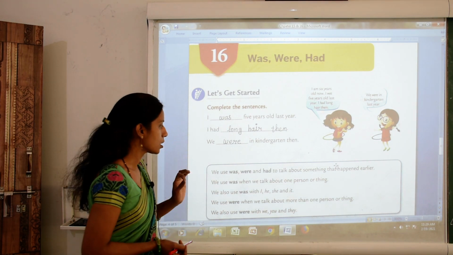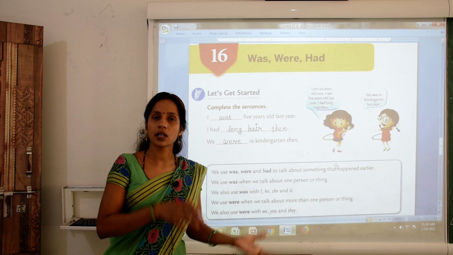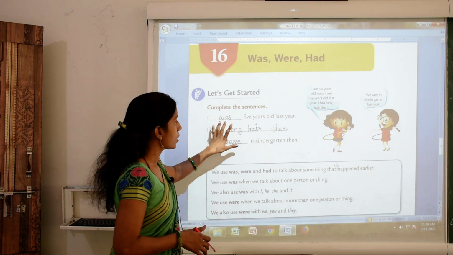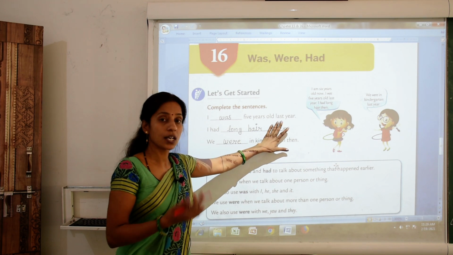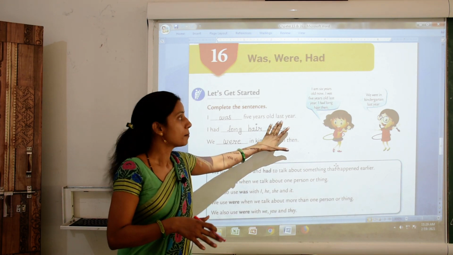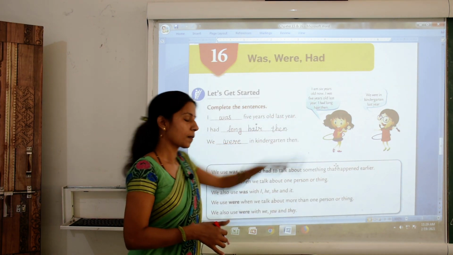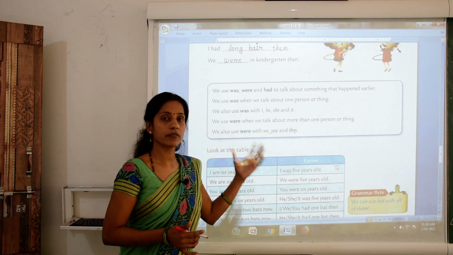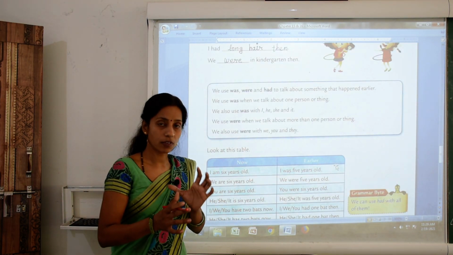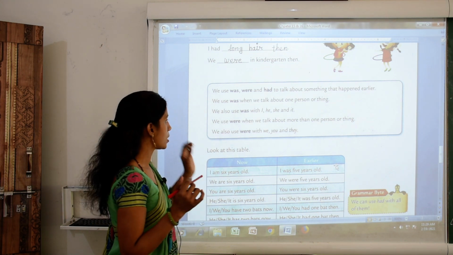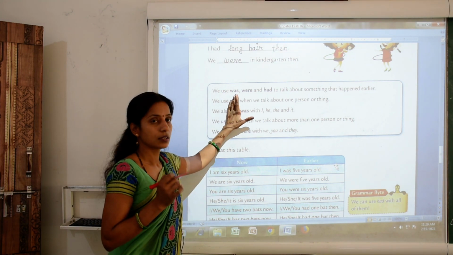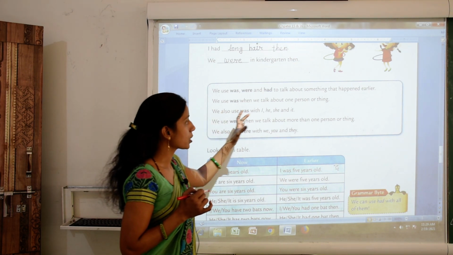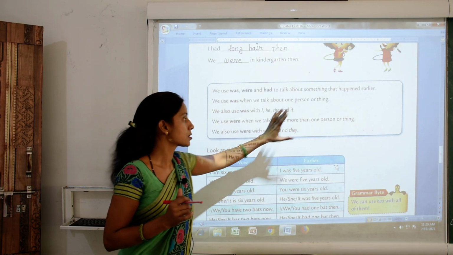So when we are talking about something that happened earlier, okay, in this sentence: I was 5 years old last year. मैं last year 5 years की थी, okay, but now I am 6 years old. And where do we use was and were? What is the difference between was and were? Let's see. Where we use was, we use was when we talk about one person, one thing.